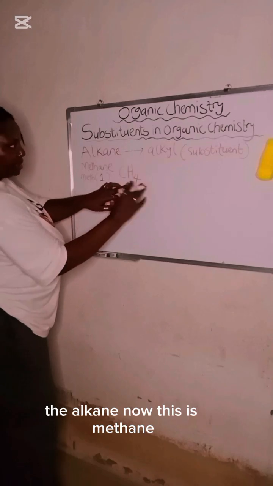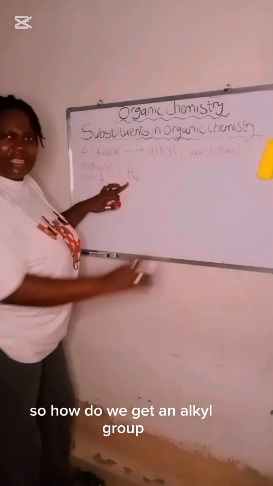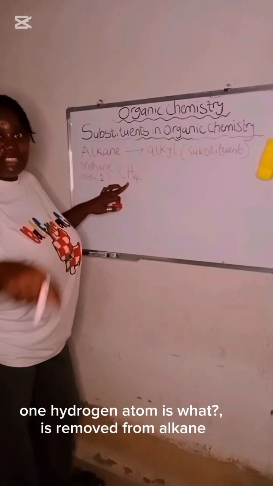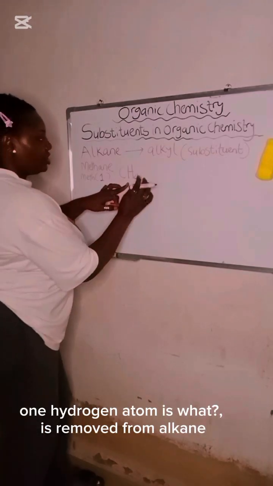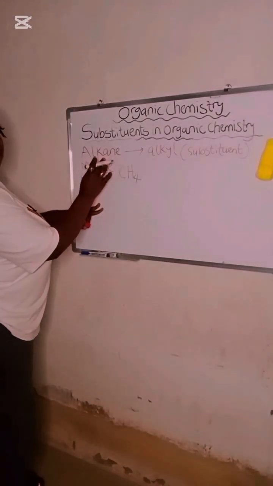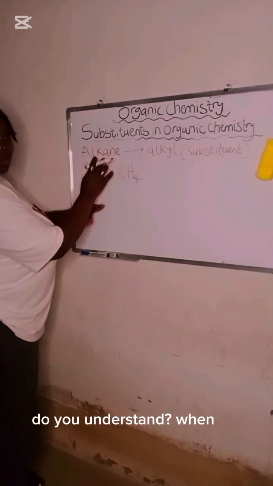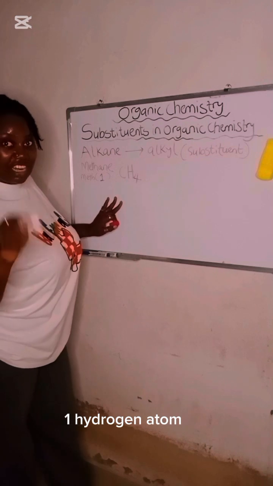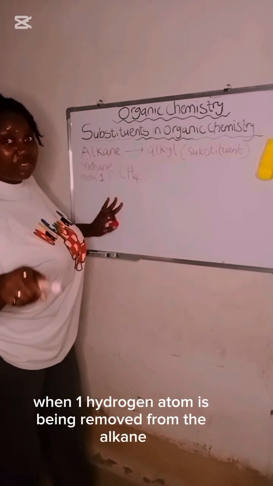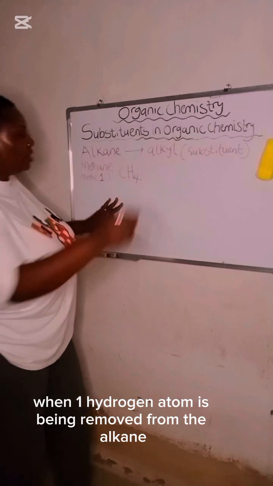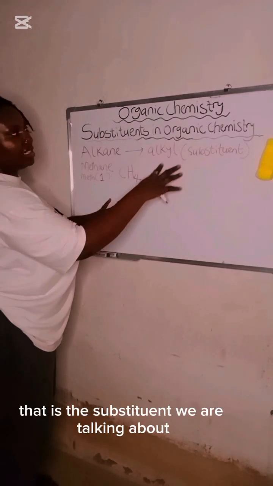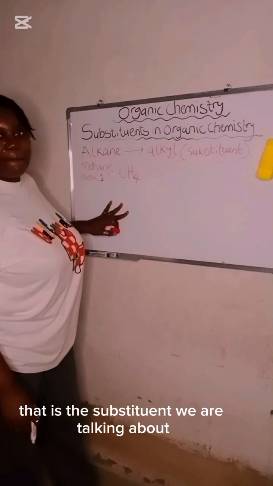So this is methane, that is the alkane. So how do we get an alkyl group? It's just when one hydrogen atom is removed from the alkane. Do you understand? I'm not talking about a carbon atom, when one hydrogen atom is removed from the alkane, we have an alkyl group. That is the substituent we are talking about.